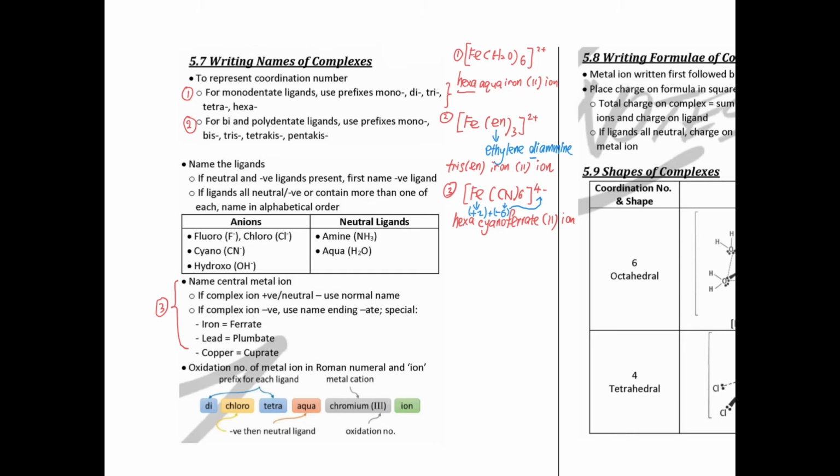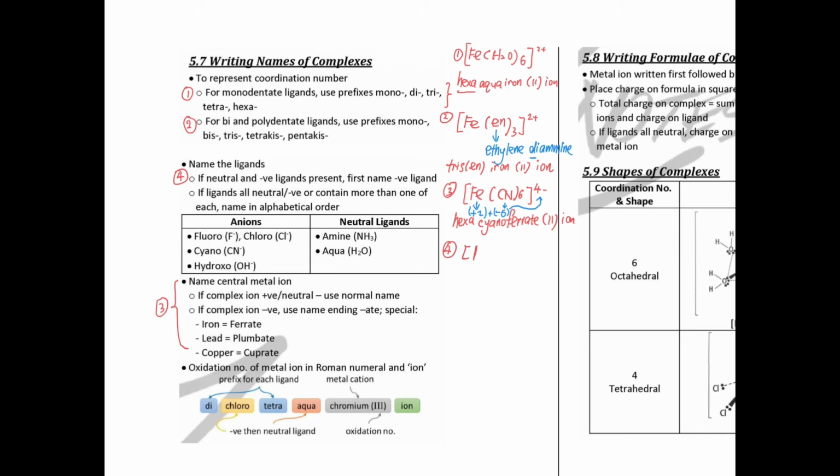So now, next one, number 4 here. Okay, number 4. I come back to the top one here. Number 4 is about the name of the ligands. If neutral and negative ligands are present, first name the negative ligand, then you name the neutral. Okay, so I give an example. Let's say example, I call it number 4.